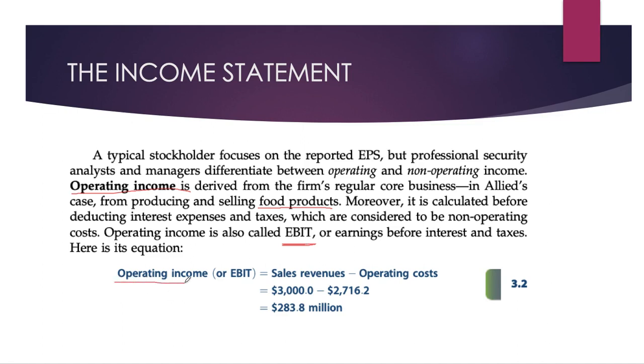So operating income, or so-called EBIT, is given by the difference of sales revenues minus operating costs. By looking at this number over the accounting periods, we can understand how the company is doing in its main core business. For our example, sales are $3 billion, in millions of dollars, minus the operating costs. That gives us an operating income of around 283 million USD.